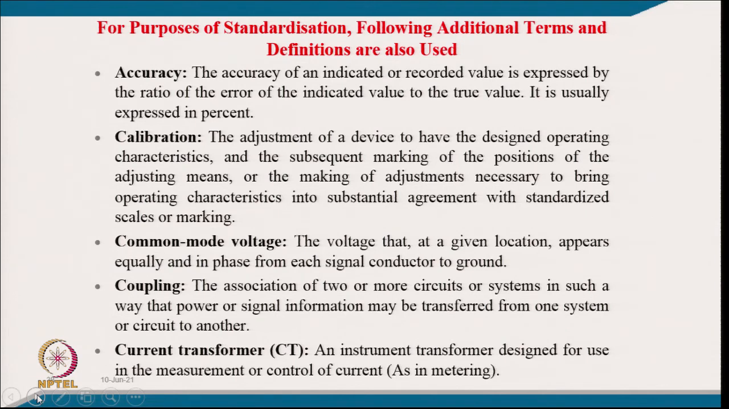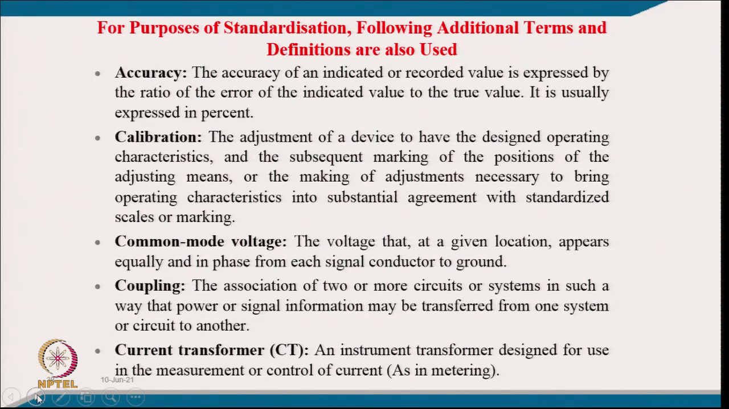Calibration is the adjustment of a device to have a designed operating characteristic, and subsequent marking of the position or adjusting means, typically making the adjustment necessary to bring the operating characteristic into substantial agreement with the standardized scales or marking. And common mode voltage, this is very important in many converter and inverter operations, is the voltage that at a given location appears equal and in phase from each signal conductor to ground. And coupling is the association of two or more circuits or systems in such a way that power or signal information may be transferred from one circuit or system to another.